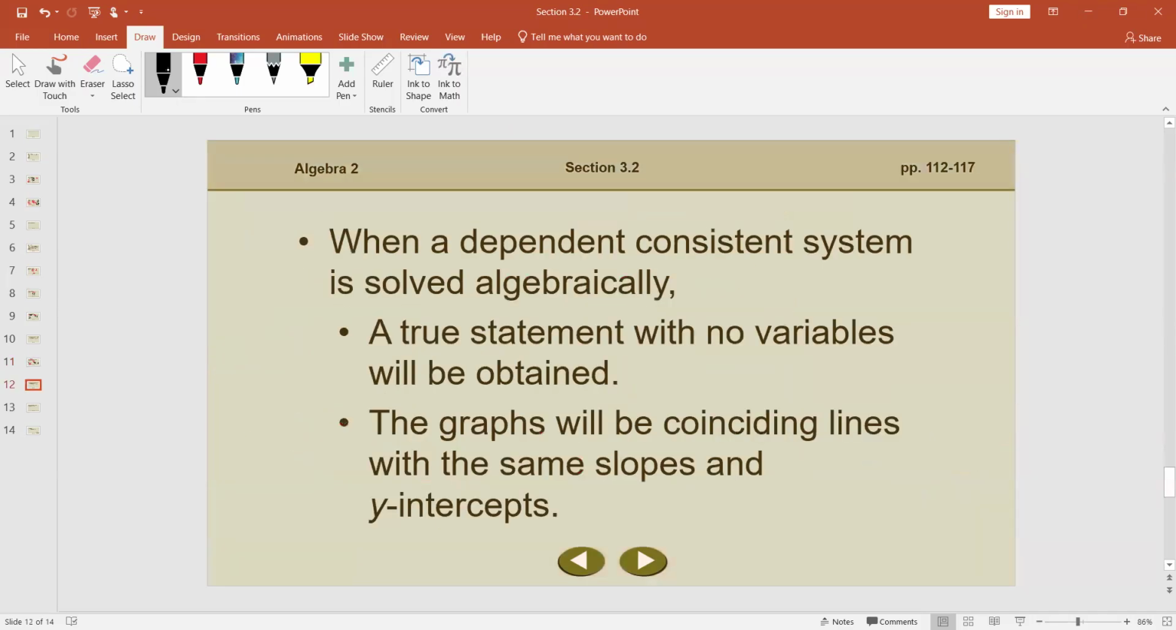All right, now when it's a dependent consistent system, it's solved algebraically with a true statement with no variables. Therefore, it means it's true for every ordered pair on one of the equations, or the line is also on the second line. The graphs are going to be coinciding lines with the same slopes and y-intercepts. So you'll have a line and then the other line just exists right on top of it. They're identical.